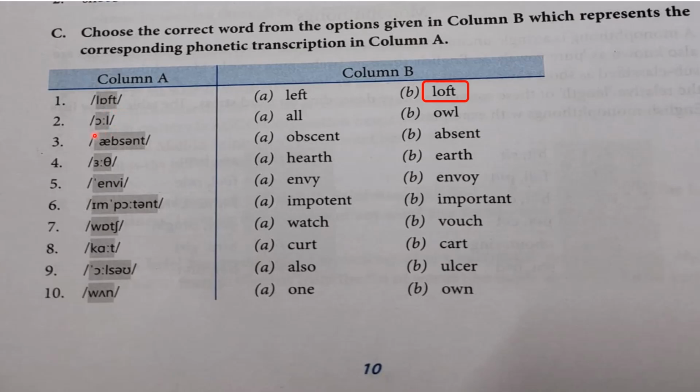The next sound is aw. So where is aw, in all or in owl? This is ow and this is aw, so it should be all. So this is the correct word. Then this is a. If you look at this monophthong, where is it? Is it absent or absent? So it should be absent. That is the right word.